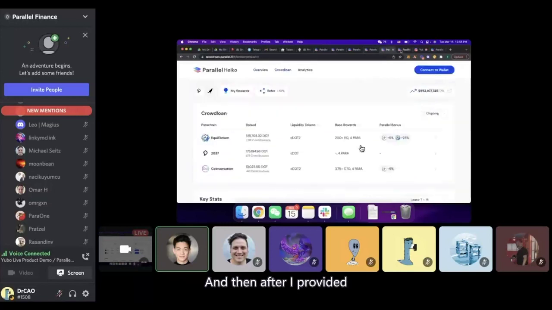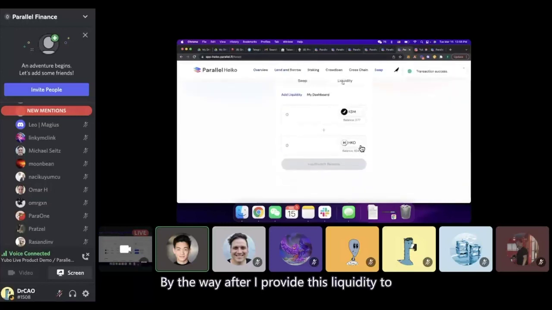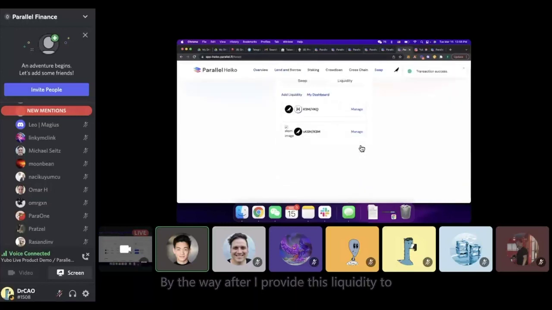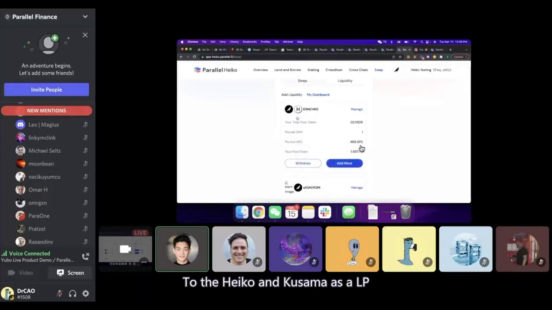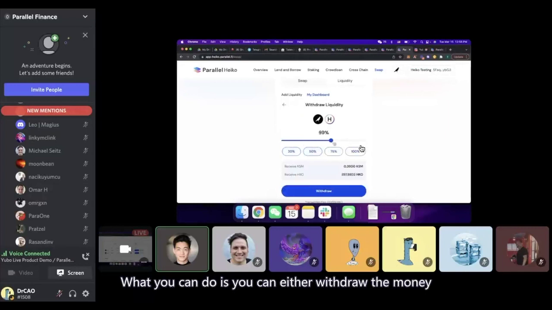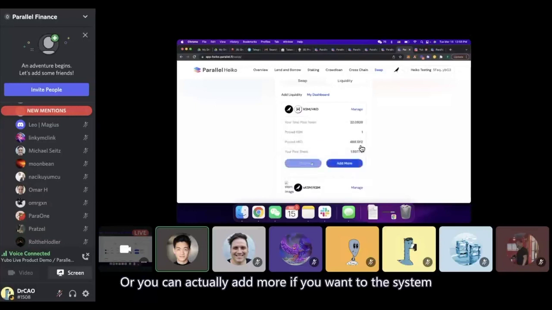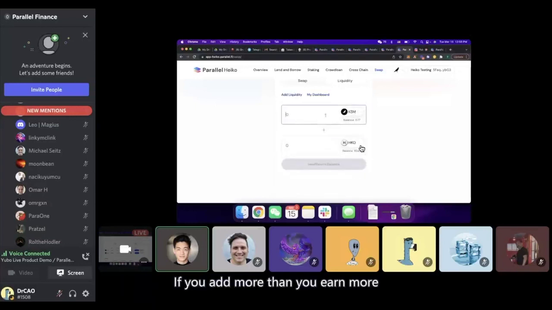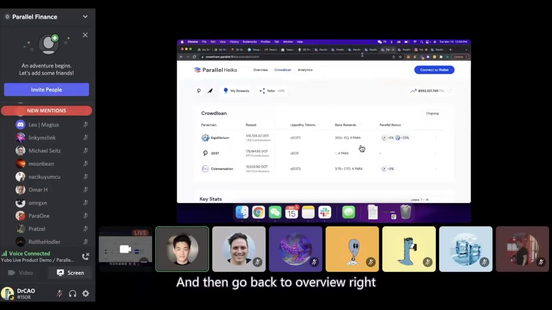And after I provide this liquidity to the Heiko and Kusama as an LP, what you can do is either withdraw all of that back to Kusama and Heiko, or you can actually add more to the system. If you add more, then you add more. And then go back to the overview, right?